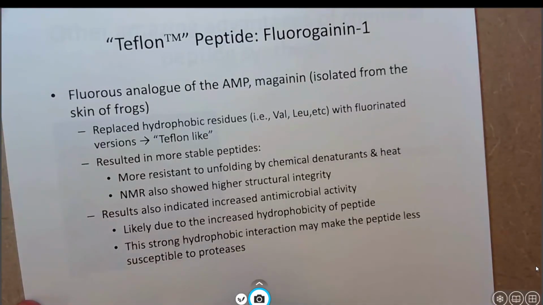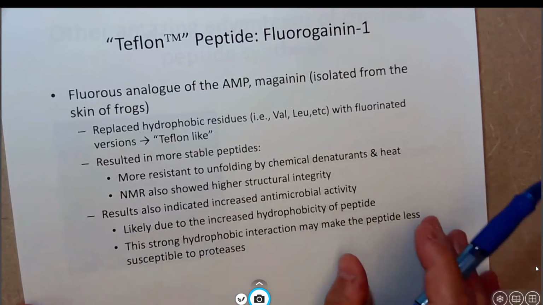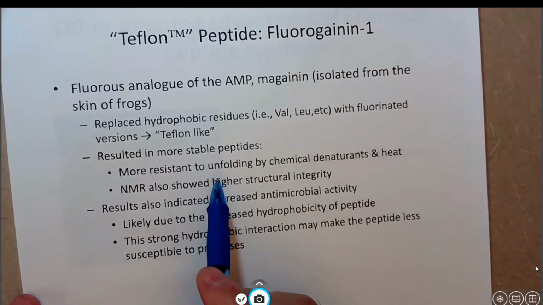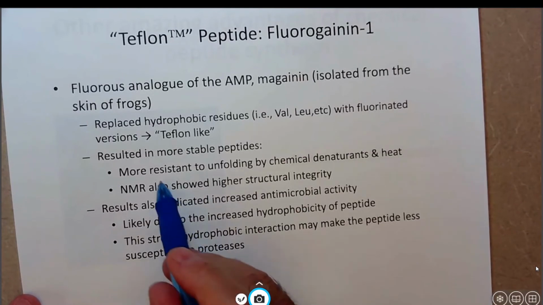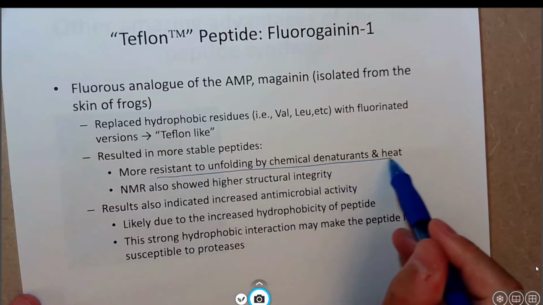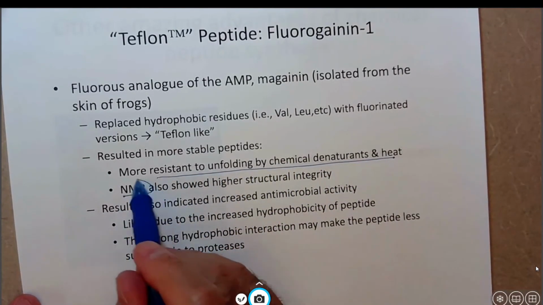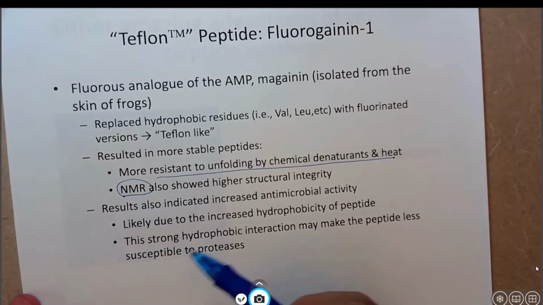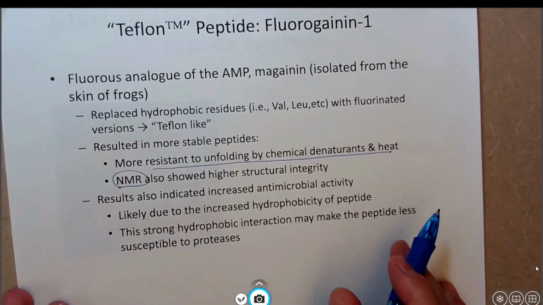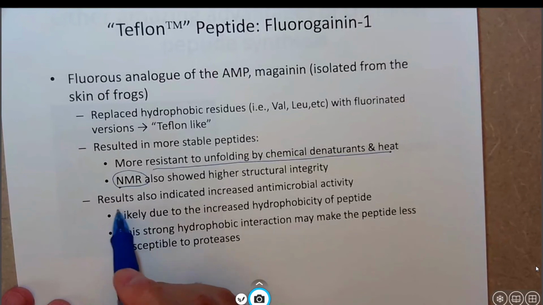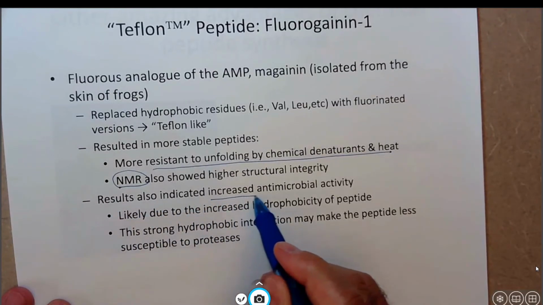These are unnatural amino acids, right? We don't make fluorinated amino acids, but these stable peptides were more resistant to unfolding by chemical denaturants and heat, and NMR also showed higher structural integrity. So this was really quite interesting. These results also indicated increased antimicrobial activity.